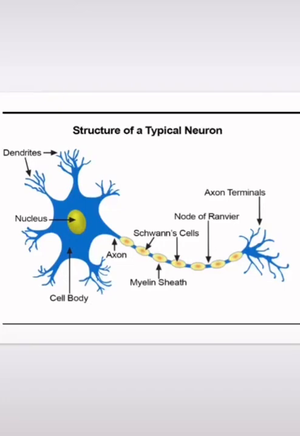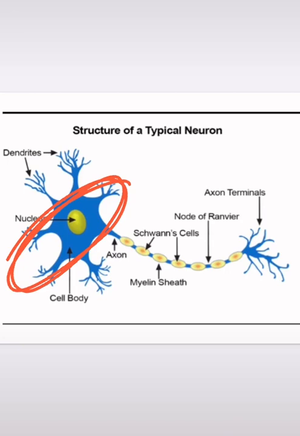Hey there, let's review the anatomy of a neuron. So we have the dendrites that receive the incoming messages from other cells. We have the cell body, also called the soma, which contains the nucleus and other organelles. The messages from the dendrites go through the cell body before they reach the axon.